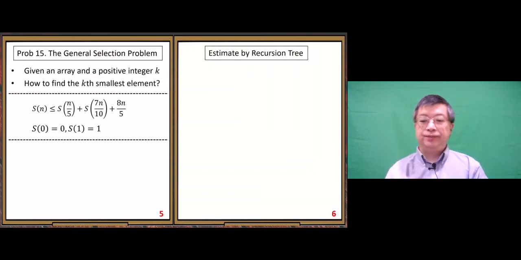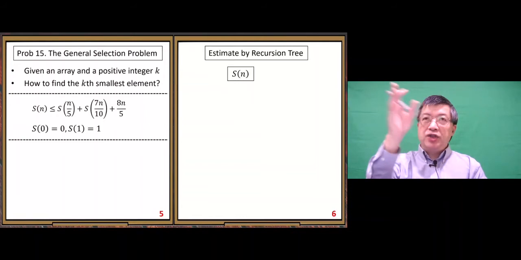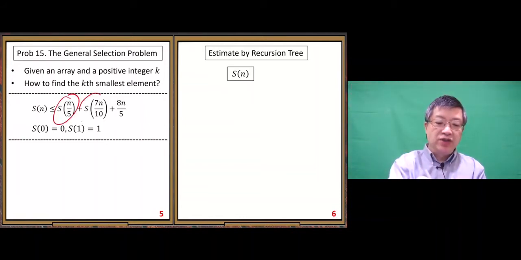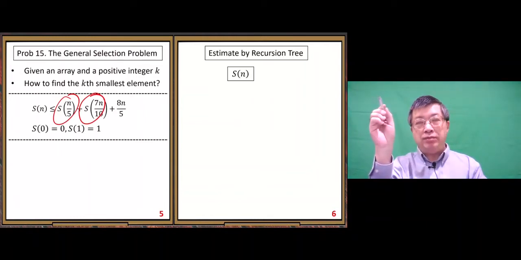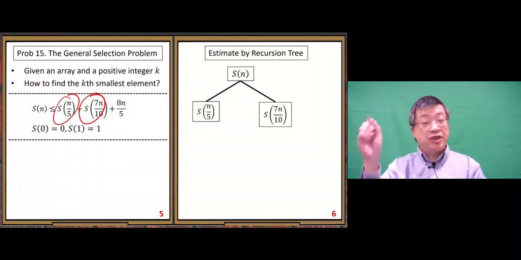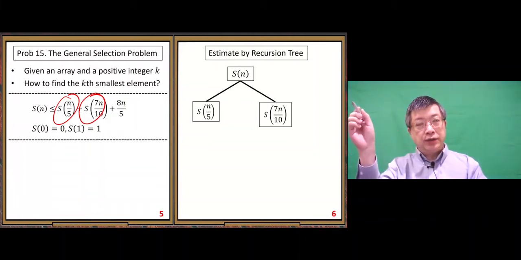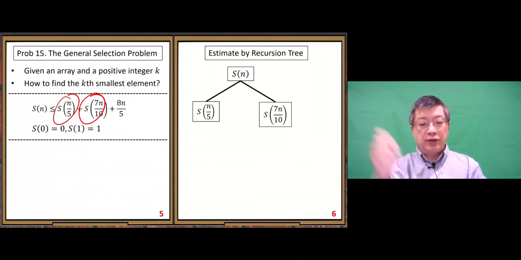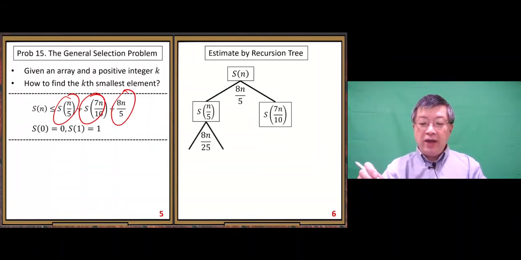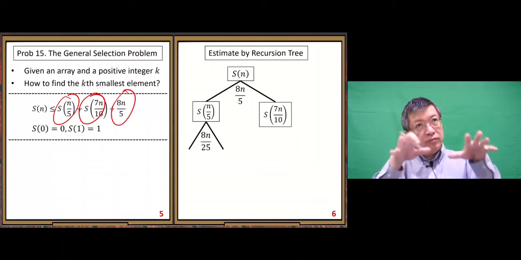Let's work on the tree. The root node S of n splits into 2 branches, corresponding to each of the 2 subproblems: left-hand side subproblem, right-hand side subproblem. Non-recursion cost for the root level is 8n over 5. Then let's move down.